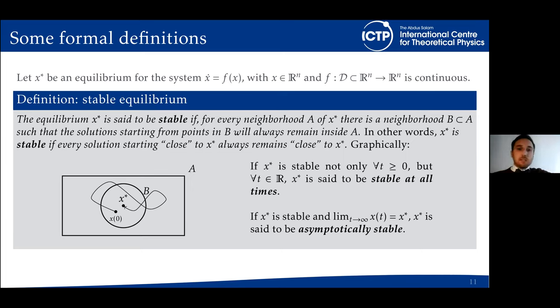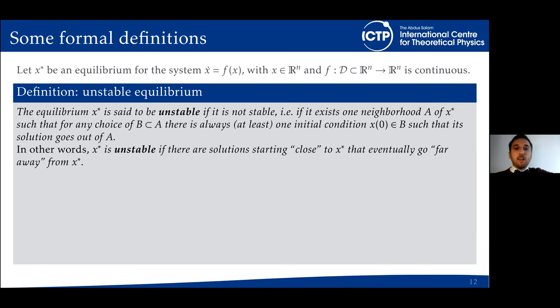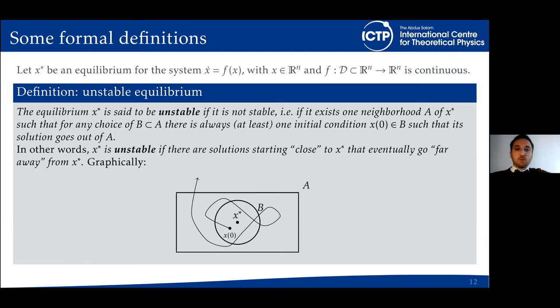So I was saying the other side of the coin is instability. Graphically, what happens is what I was saying before. An equilibrium will be unstable if I can find some initial conditions for which the solutions will eventually go away from the equilibrium. The idea of going away is given by neighborhoods.